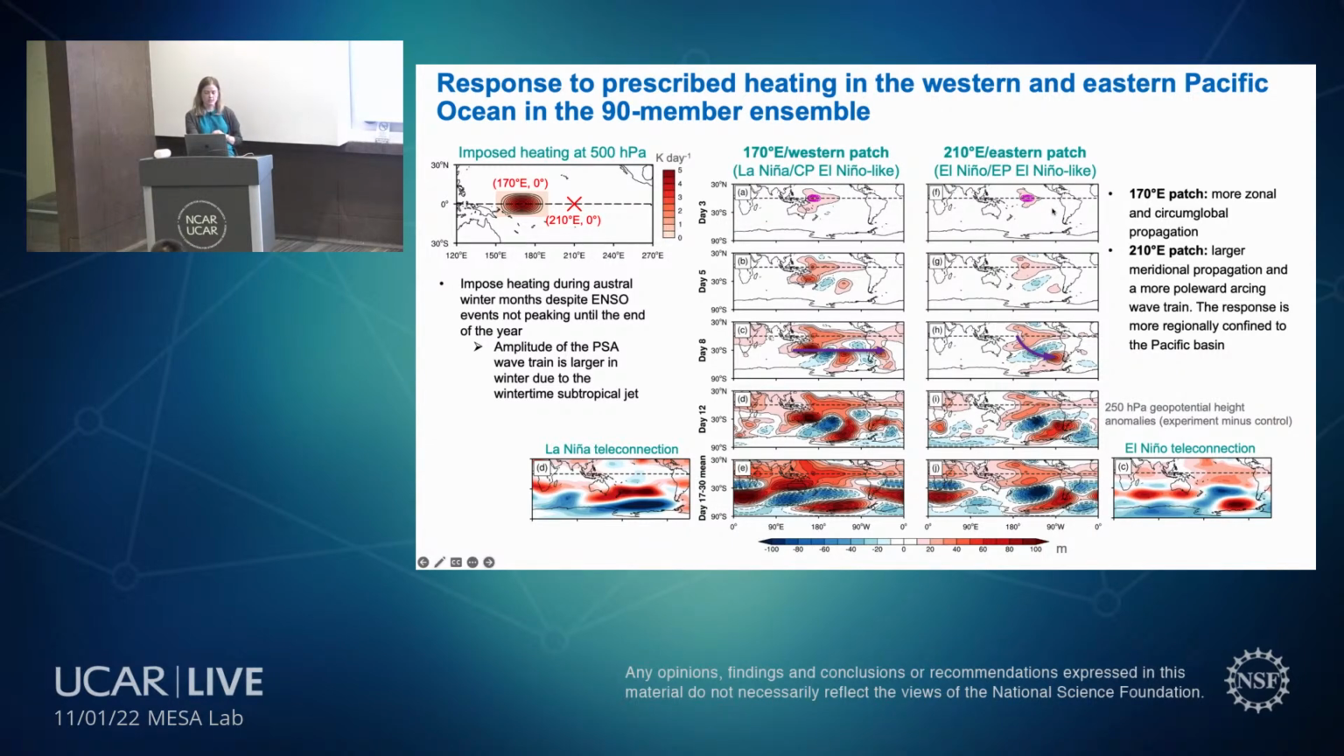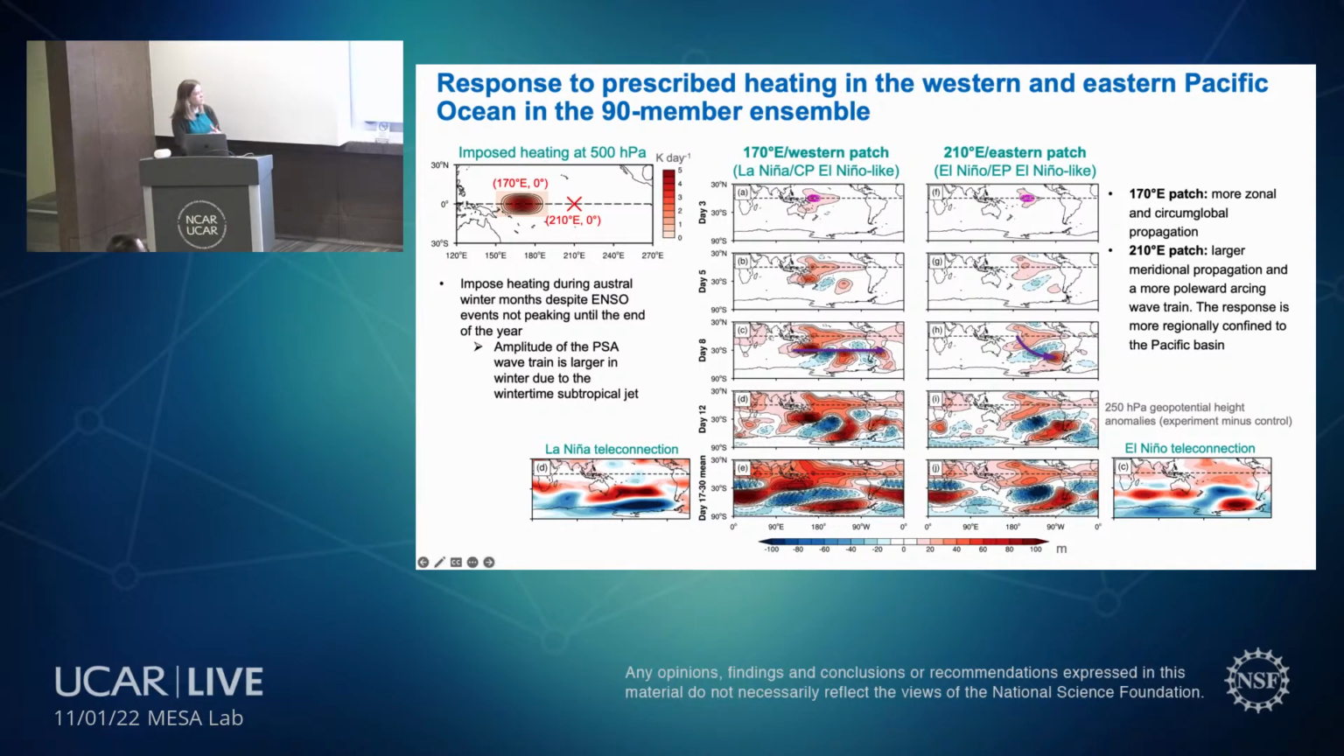While in the 210 east experiment, so the heating patch located closer to the central Pacific Ocean, here we see a different evolution of the response. Instead, we get larger meridional propagation. So the response reaches the South Pacific faster than the western patch, and we get a more poleward arcing wave train.